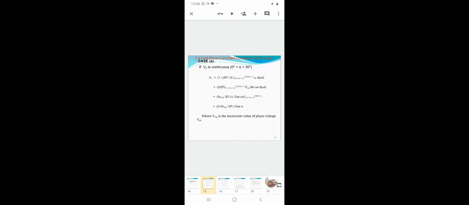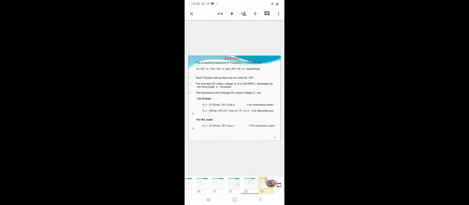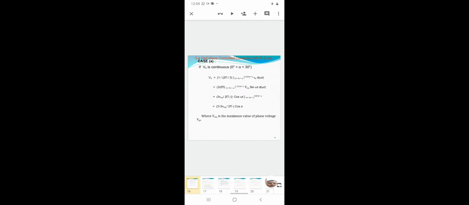from pi by 6 plus alpha to 5 pi by 6 plus alpha. So here pi by 6 plus alpha to 5 pi by 6 plus alpha is for the 3 phase, so you have to take 3 cycles. So V out equal to 1 by 2 pi by 3, integration from pi by 6 plus alpha to 5 pi by 6 plus alpha.